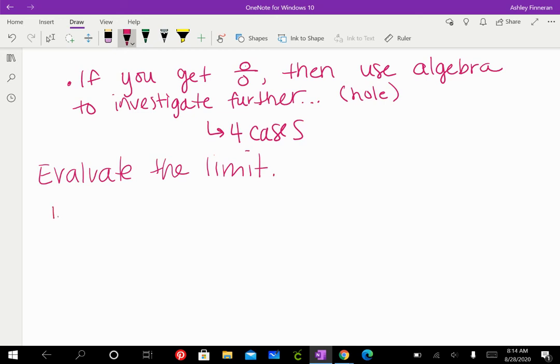So let's take a look at an example. I want to find the limit as x approaches 1 of the square root of x squared plus 2x plus 4.